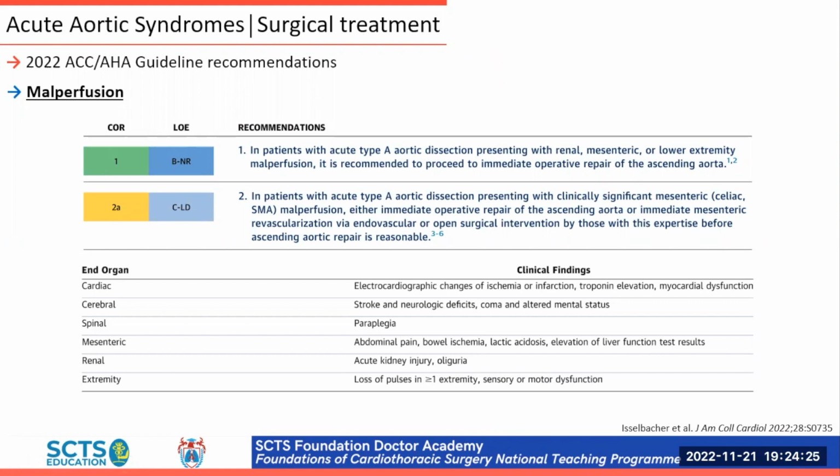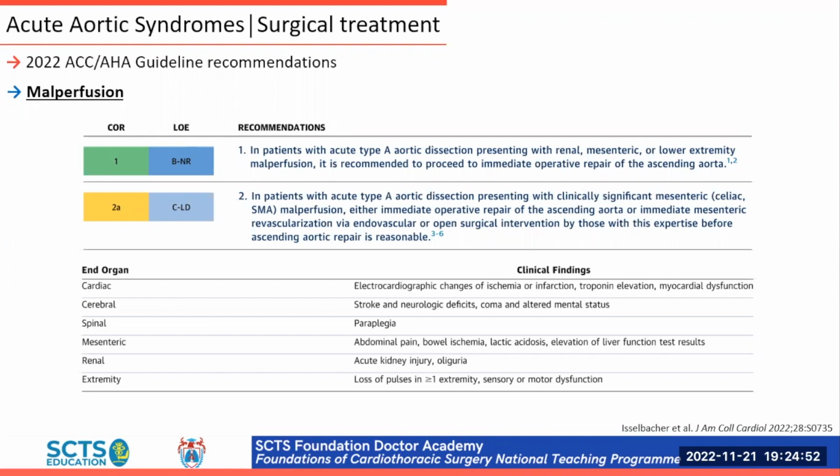So, yeah, malperfusion plays a key role, and there are typical signs of malperfusion. At the cardiac level, you can have myocardial infarction. At the cerebral level, you have patients with stroke, paraplegia, TIA. At the mesenteric level, you can have a patient with bowel ischemia. And also, this is a very typical feature: sometimes you can have patients with ischemia localized in the leg.